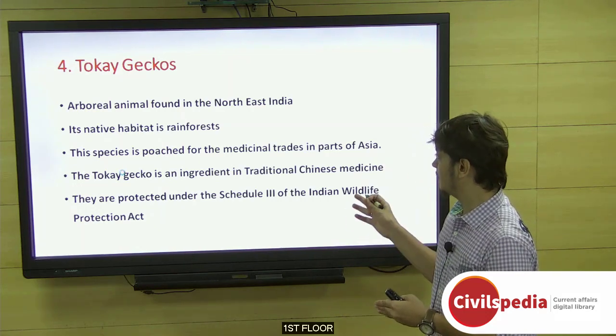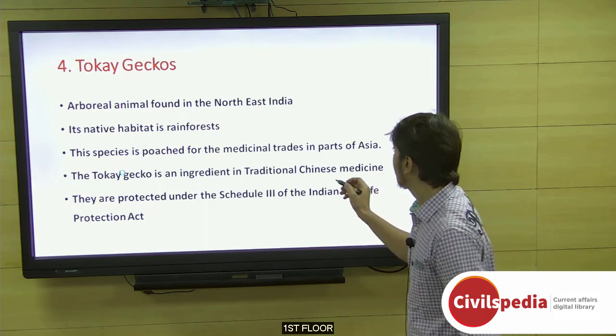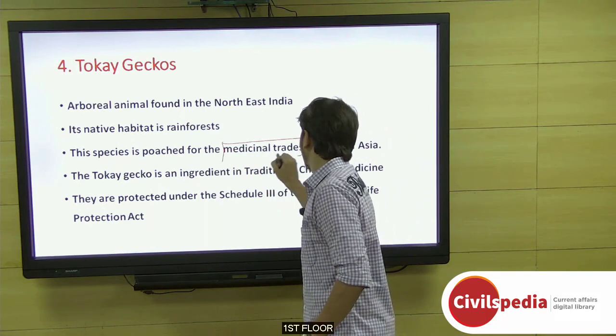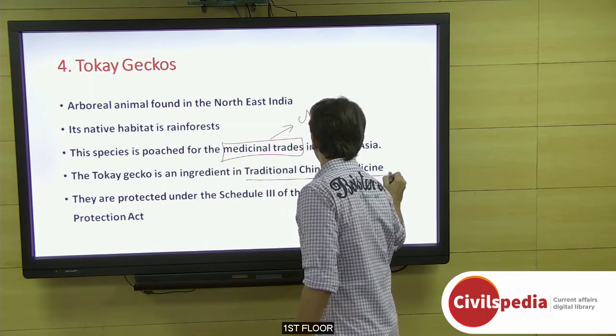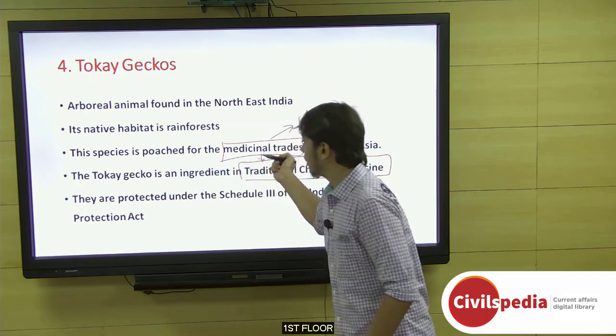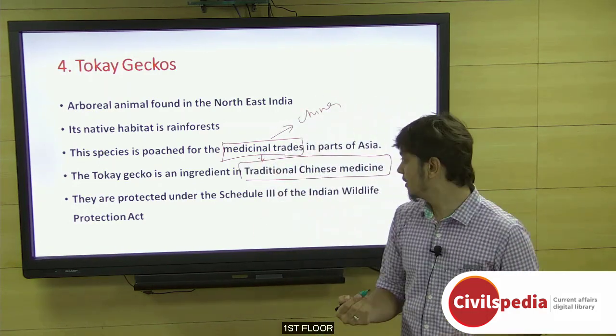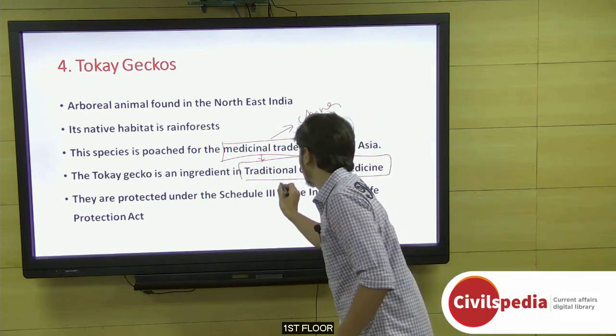Its native habitat is rainforest. This species is poached for its medicinal traits, with respect to traditional Chinese medicine. And due to this medicinal trait, this particular animal is being poached, and they are protected under Schedule 3.